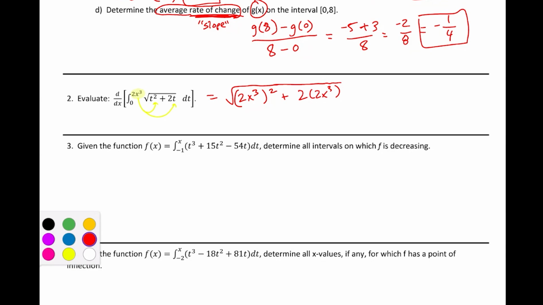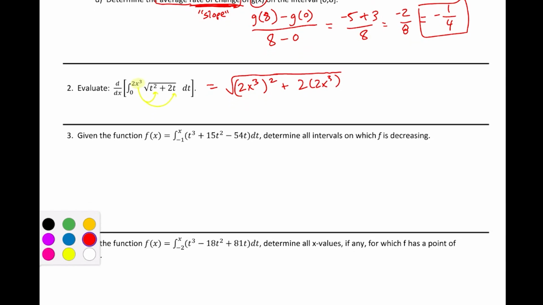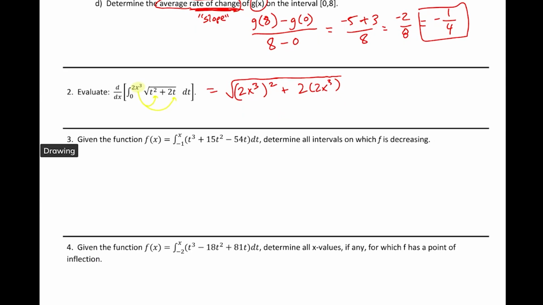There's really not a lot of advantage to simplifying. If it were a multiple choice question, you might write this as the square root of 4x to the 6th plus 4x cubed, but I'm not going to bother with that. Now, we're not done here yet. That's just the first step, to substitute that upper bound in. We also need to multiply by the derivative of that upper bound. So 2 times 3 would be 6, and we're going to multiply by 6x squared. And so there you go.